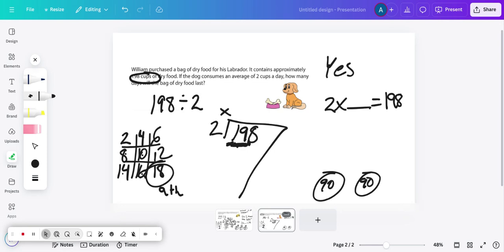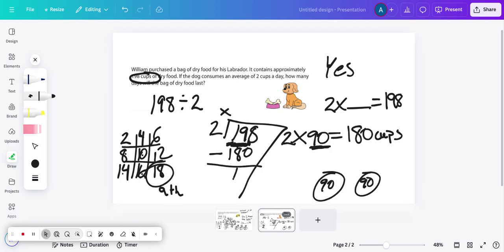And so we show that as a multiplication problem, 2 times 90. That means if he eats 2 cups a day, well, so far, that's going to be 90 days that it lasts. And if we feed him for 90 days, how many cups of dog food will he use? Well, 2 times 90, that's going to be 180 cups being used. Since we're using it or giving it away, we have to show that as subtraction. We're going to minus 198 minus the 180 cups that we're using. We now see that there are 18 cups left.